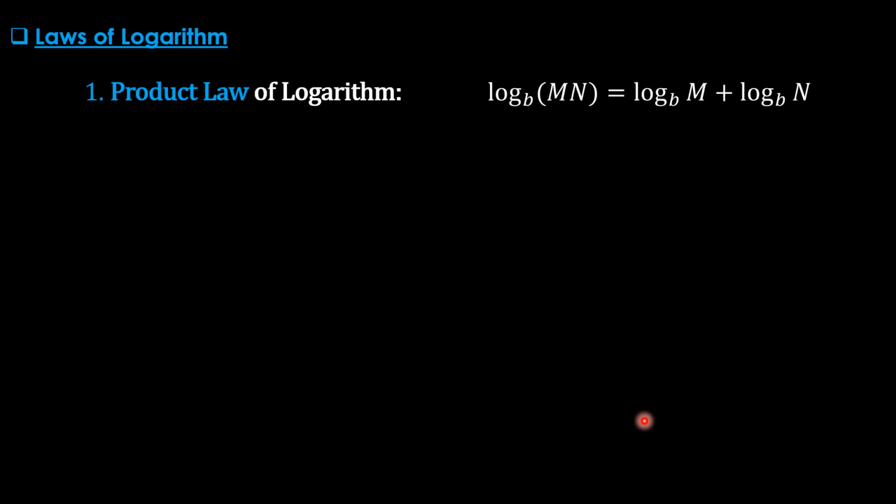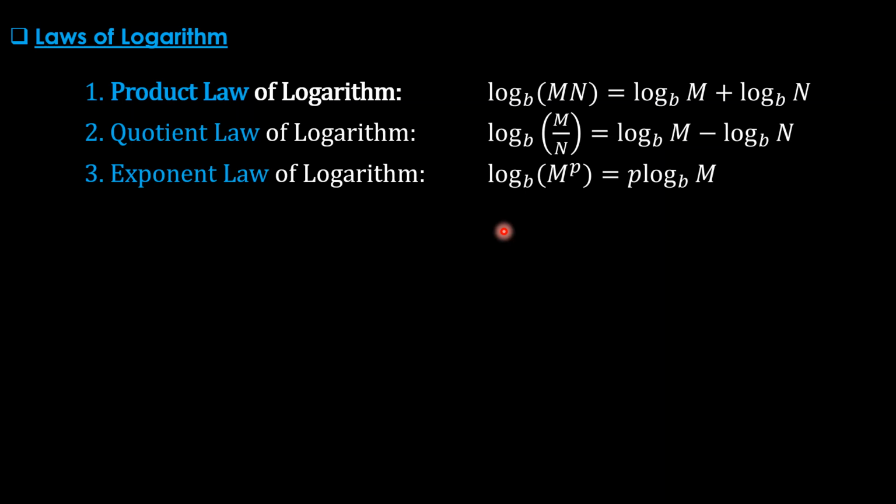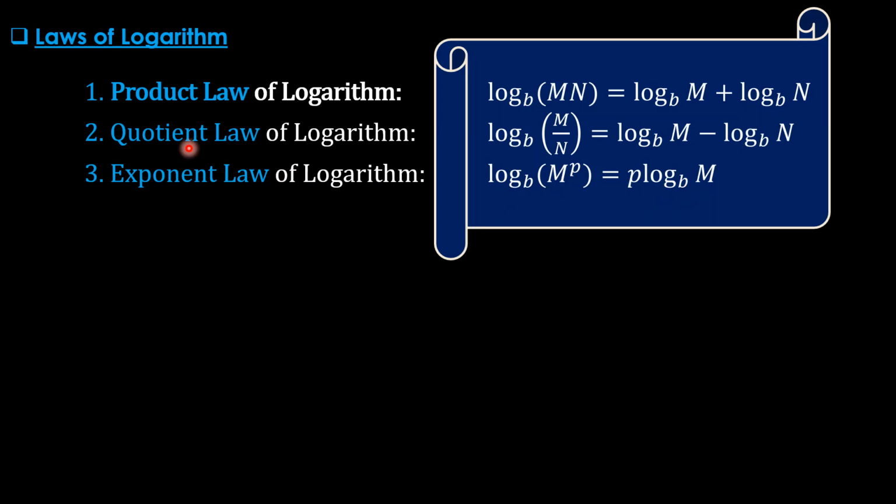Laws of logarithms. Product law of logarithm: log mn to the base b, so this is the product, equal to log m to the base b plus log n to the base b. Quotient law of logarithm: log m over n to the base b equal to log m to the base b minus log n to the base b. And exponent law of logarithm: log m to the power p to the base b equal to p log m to the base b. So these are the three laws of logarithm, very basic laws, and any student doing logarithm has to be familiar with this.